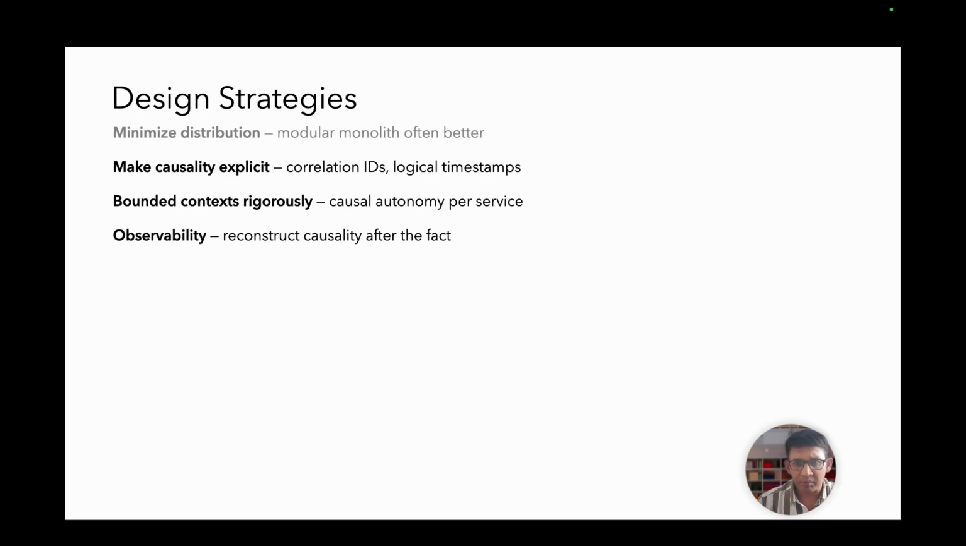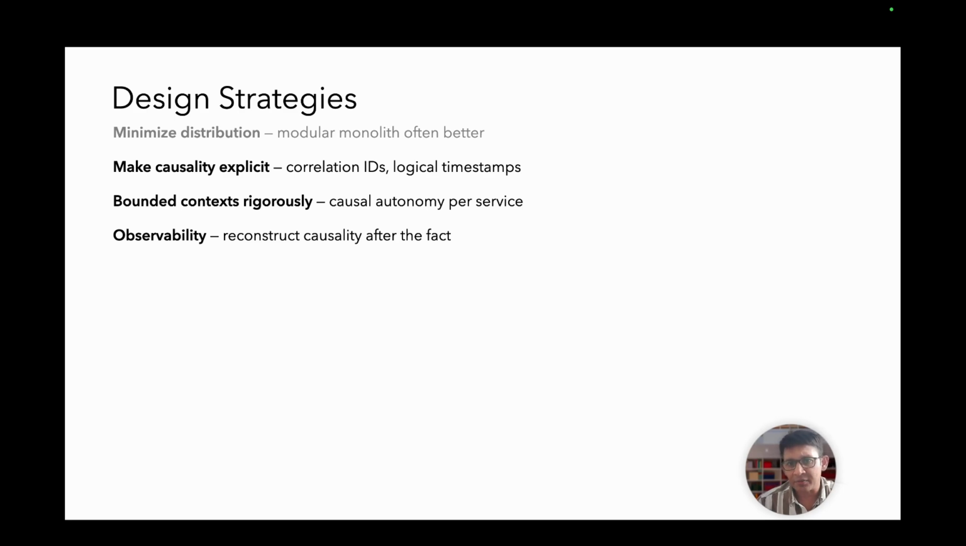Third, you have to embrace observability as causal forensics. You can't reason about distributed systems the way you reason about local code. You need tools to reconstruct causality after the fact. Distributed tracing, structured logging, metrics. These are the tools for making the invisible visible.